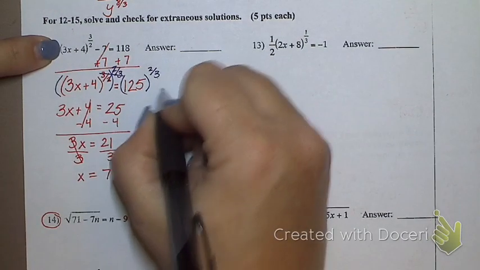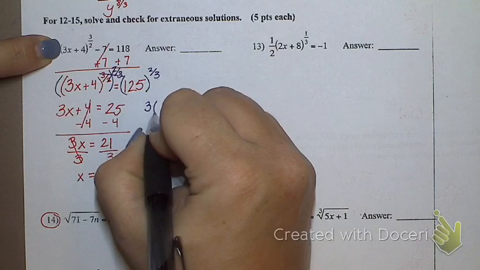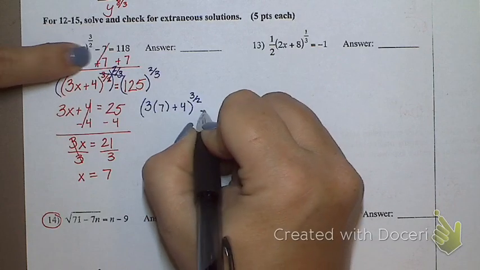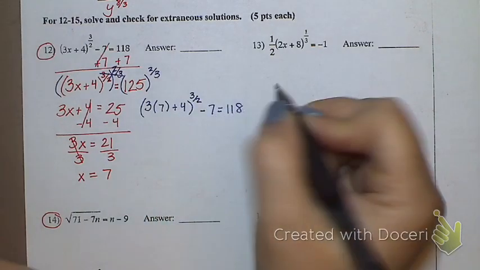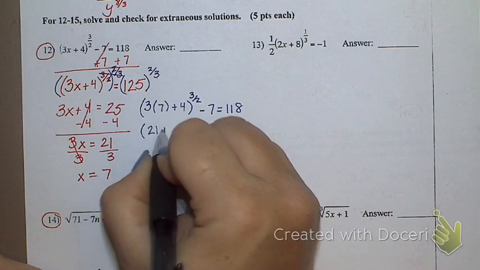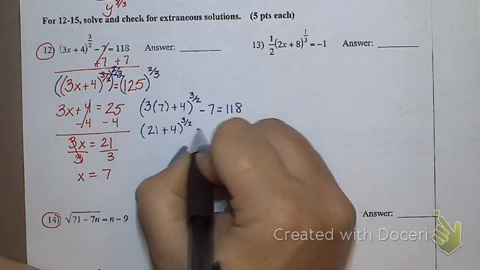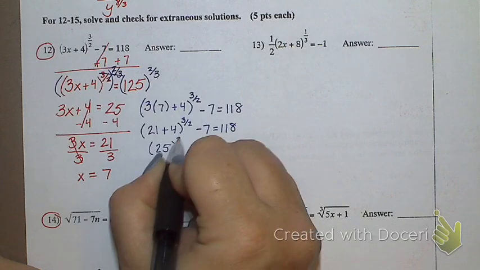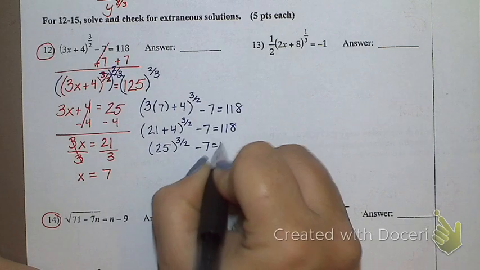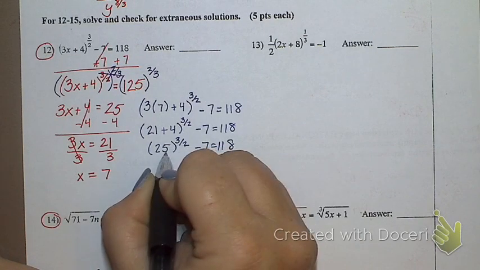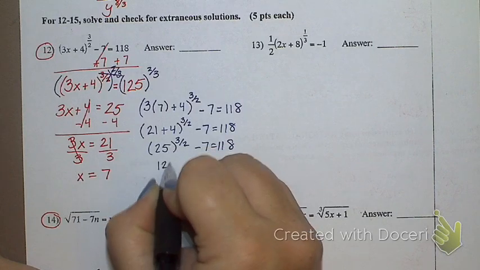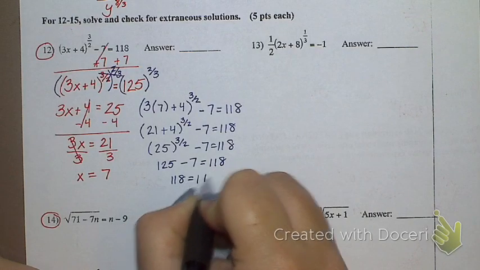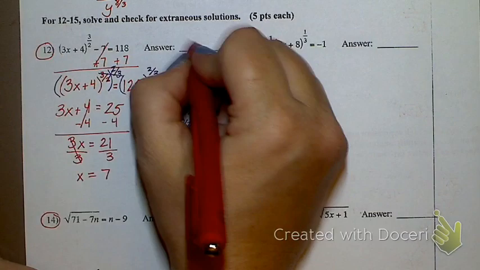Now, before I go and write it on my answer line, I need to make sure that it's true. So coming back to the original problem, I need to check, does 3 times 7 plus 4 all raised to the 3/2 power and subtract 7, does that give me 118? Well, let's see. 21 plus 4 to the 3/2. That would be 25 to the 3/2. What is 25 to the 3/2? It's the square root of 25, which is 5, cubed. Does 125 minus 7 equal 118? Yep. So my answer checks out. I can put my answer of 7 on the line.